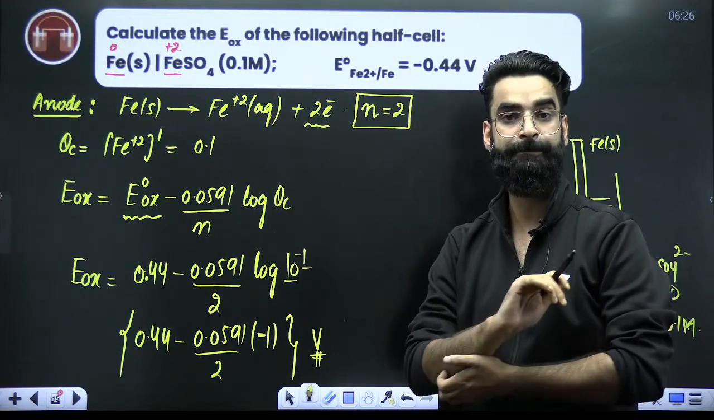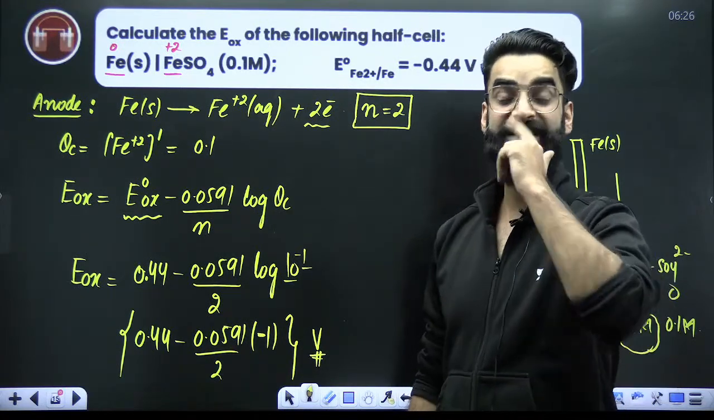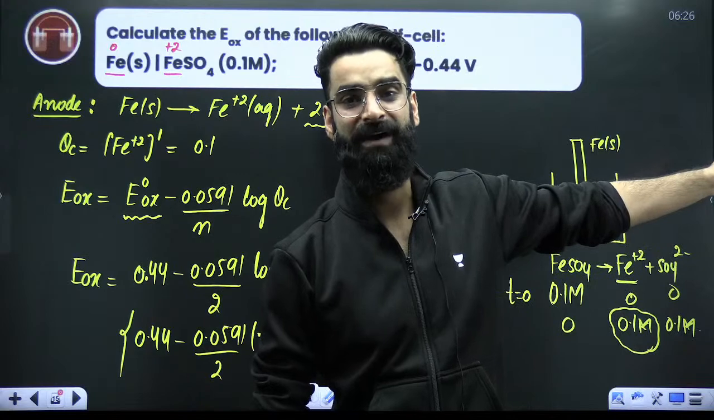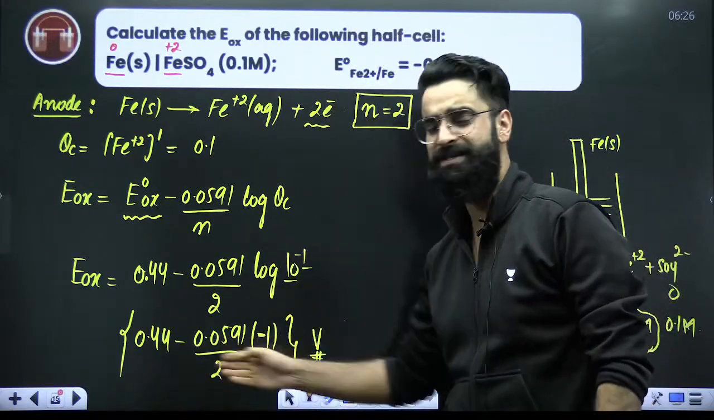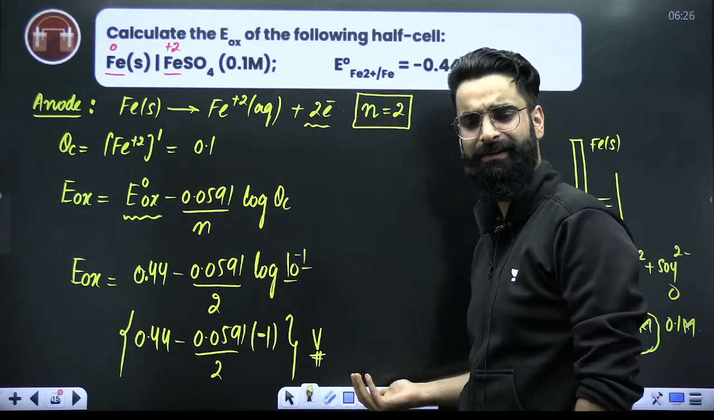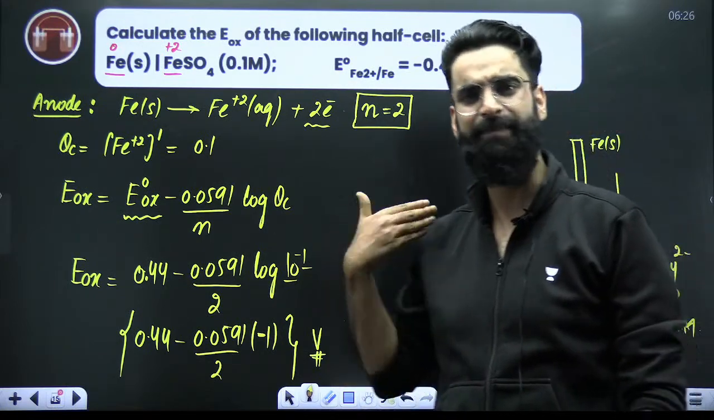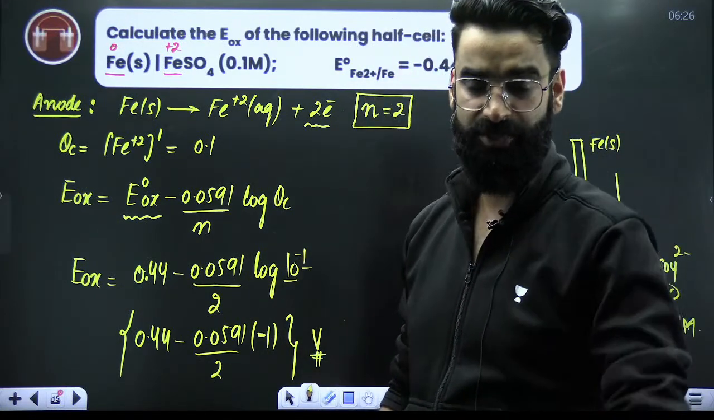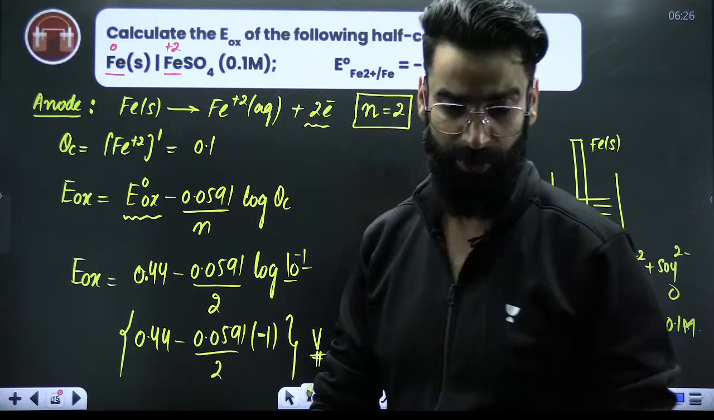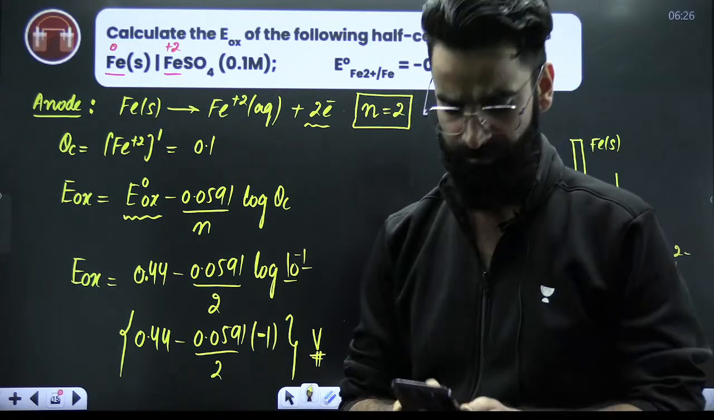You were supposed to calculate this. Imagine that you were supposed to calculate the reduction potential of the same half cell. Since you calculated the oxidation potential, just reverse its sign. You'll get the reduction potential of the same half cell as well, when the concentration of FeSO4 is taken as 0.1 molar. Is this clear?